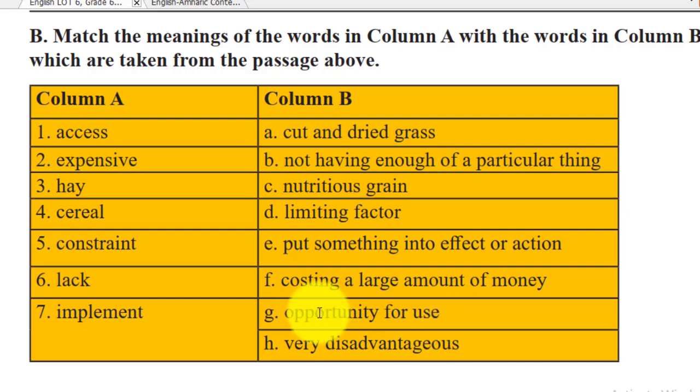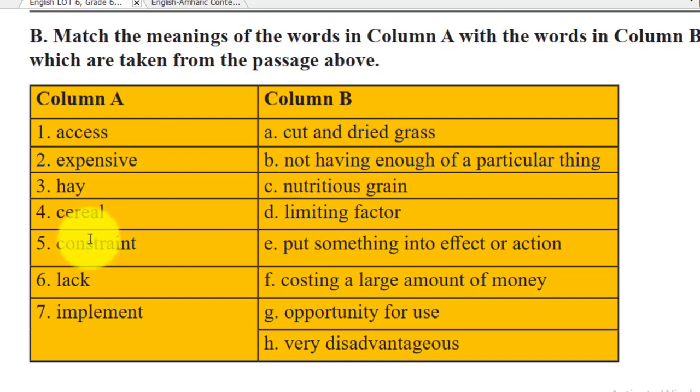ነው. አንድ ነገር ለመጠቀም ያለ አጋጣሚ access ይባላል. Number 2, expensive ይላቸዋል, expensive F ነው, costing a large amount of money. ብዙ ገንዘብ የሚያስወጣ expensive ይባላል, ውድ ማለት ነው. Number 3, hay, it is A ነው, cut and dried grass ነው. የተአጨደና የደረቀ ሳር hay ይባላል, ድርቆሽ.